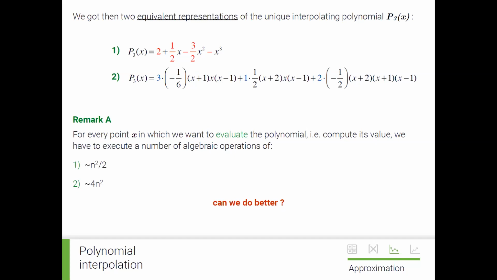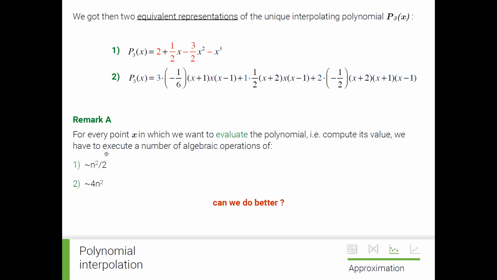Is it clear with these two methods? I want to hear your opinion. Yeah, sure. It's clear. Clear, yes. So now we have two methods and we can use any of them to find the interpolation polynomial. Both of them are equivalent representations.